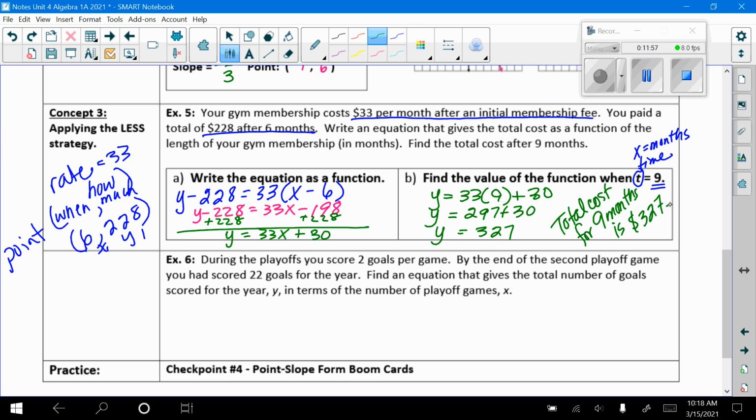So if you think about my LESS model, LESS strategy, okay, we labeled some information out here. We wrote an equation here. We solved it. We actually rearranged it. And then we solved it for the 9. And then we wrote our statement.